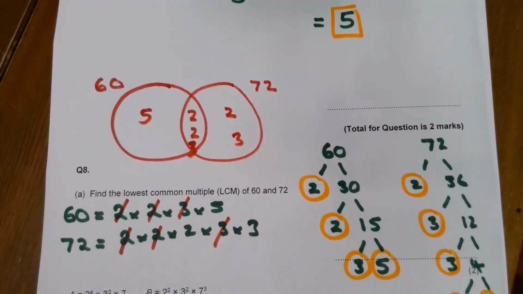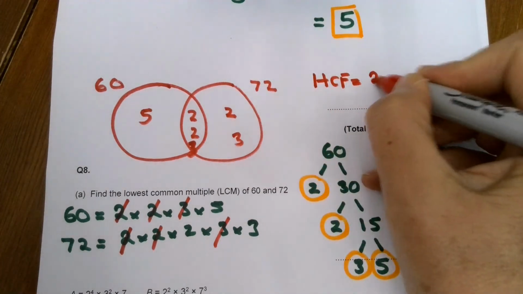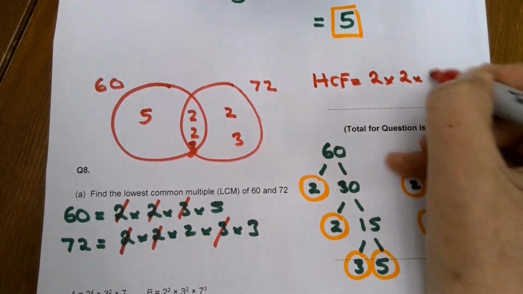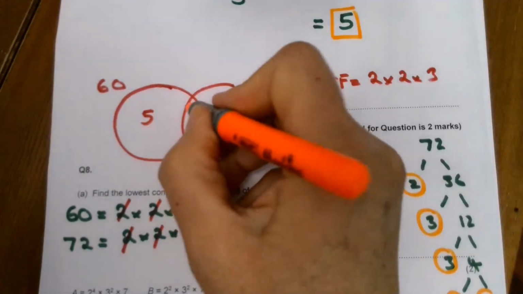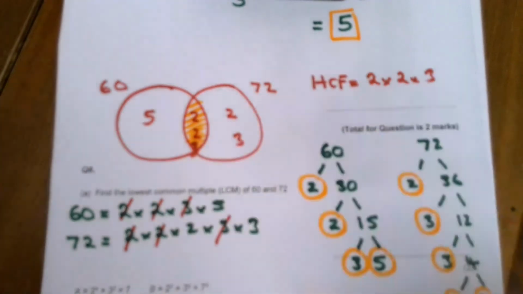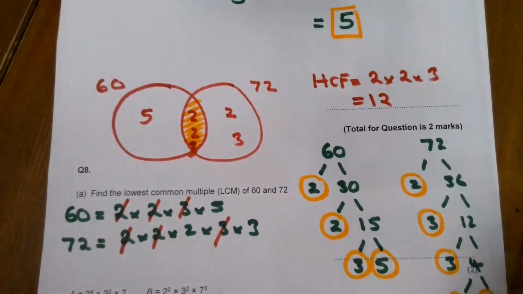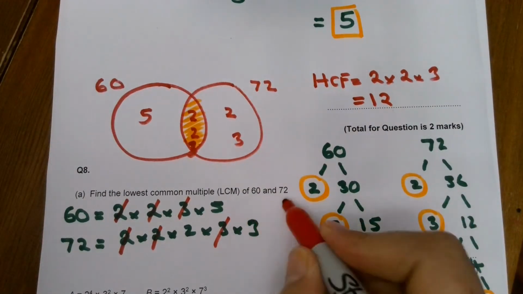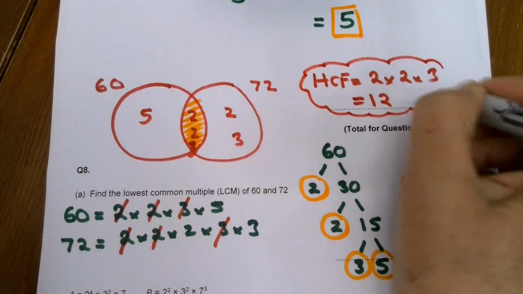So the highest common factor, sometimes you'll be asked to find the highest common factor. The highest common factor is the numbers in the middle times together. So it's the numbers that are in both, the factors that are in both 60 and 72. So that would give me 12. The highest common factor is 12. That's the biggest number that will go into 60 and 72. You are often asked that question.